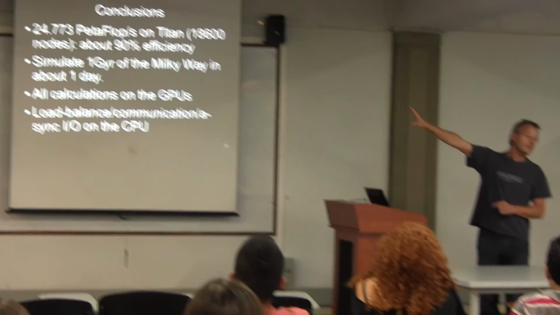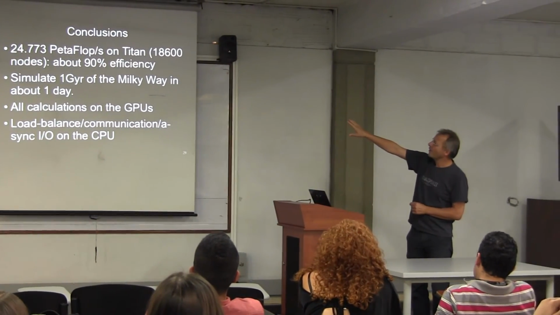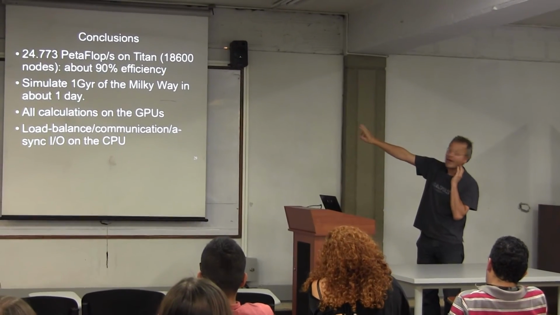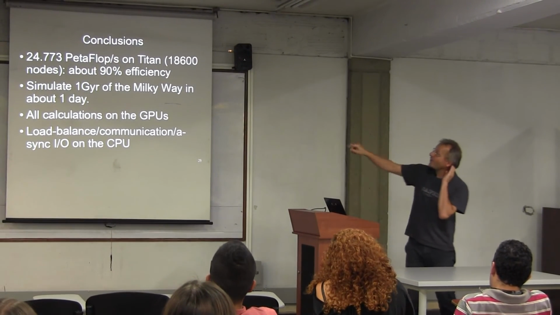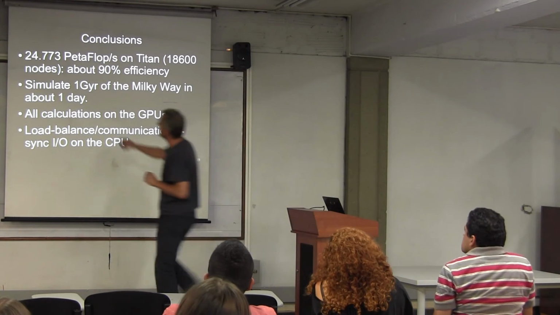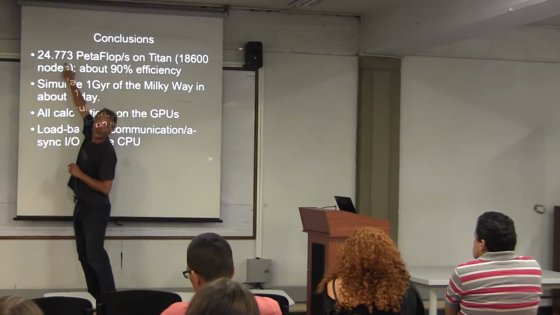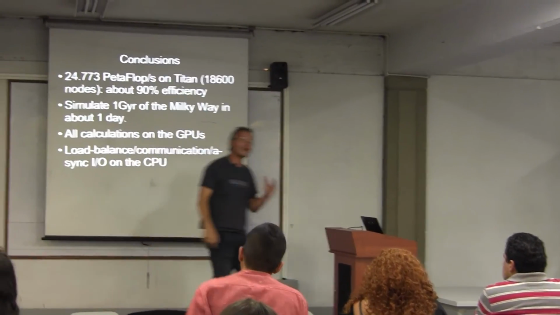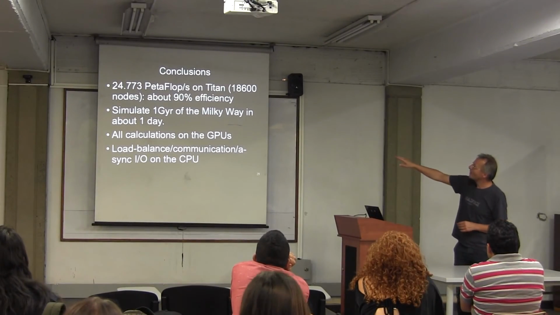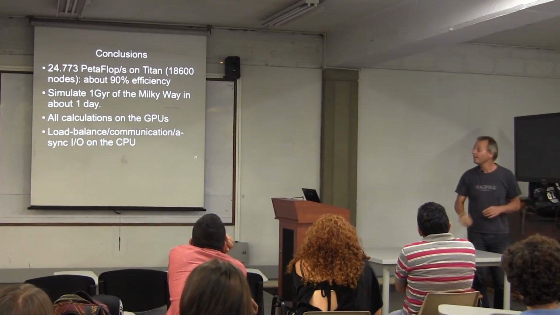Okay, final slide. We run on Titan, on 20,000 nodes almost, 90% efficient, getting 25 petaflops. The fun thing is, the Dutch national supercomputer has about this speed. Right? That is our national supercomputer. So this, you can see how we are in this third decimal place of what we did. Simulate the galaxy of 1 giga-year in 1 day. So we need 10 days of Titan time.